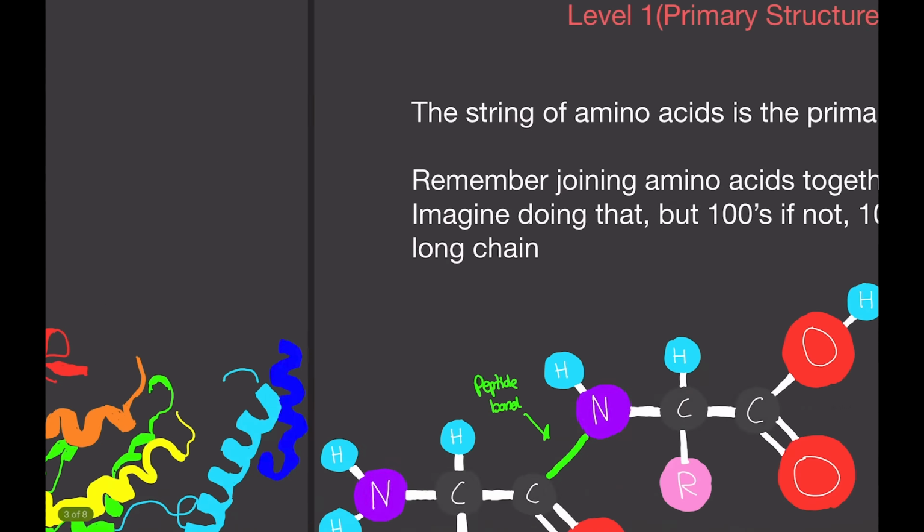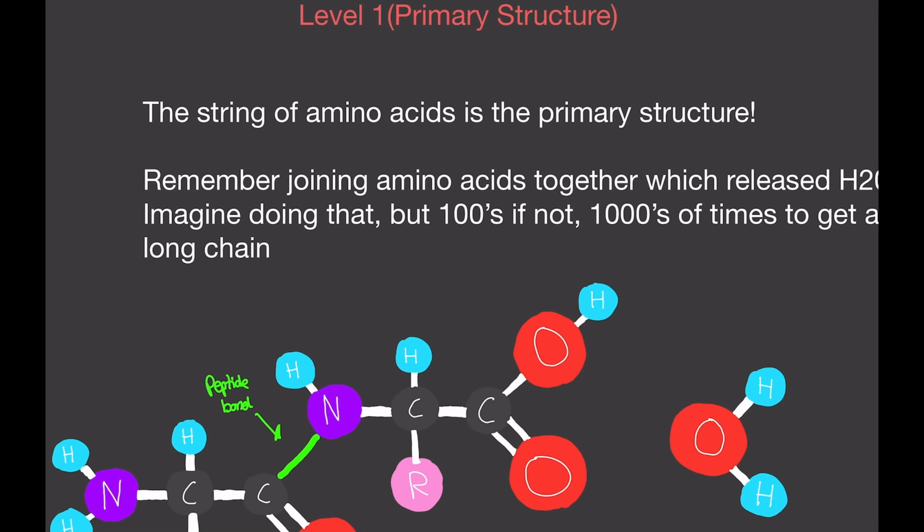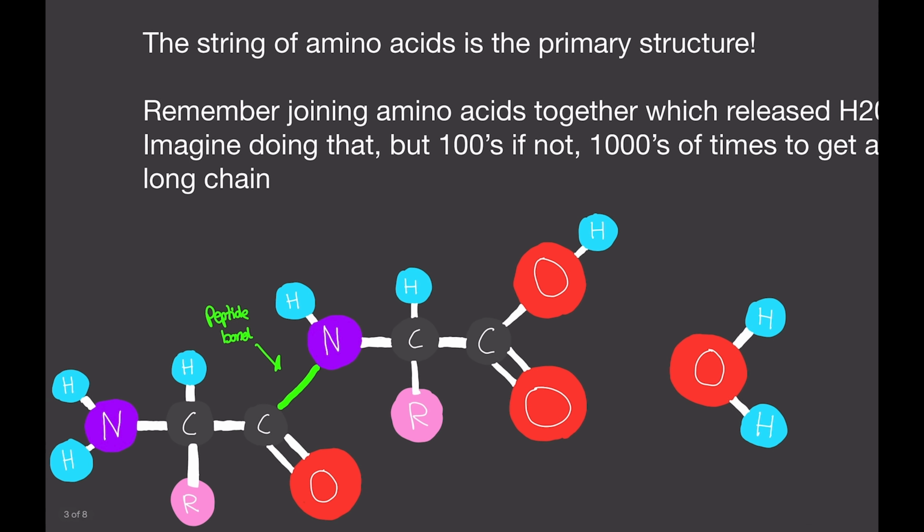So let's do the level 1, primary structure. The string of amino acids is the primary structure, also known as the polypeptide chain. I made a video not too long ago on the condensation reaction between amino acids, when amino acids join together. When amino acids join together, they form something called a peptide bond and release water. So imagine this reaction, but hundreds of times, thousands of times. We're joining hundreds and thousands of amino acids together to create a huge chain.